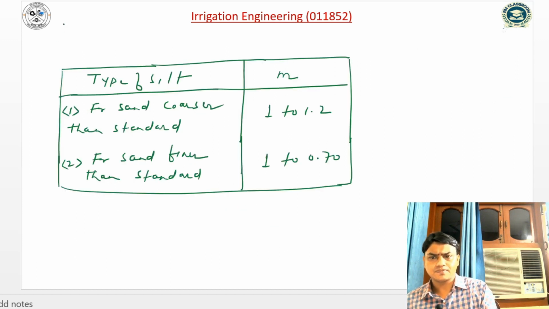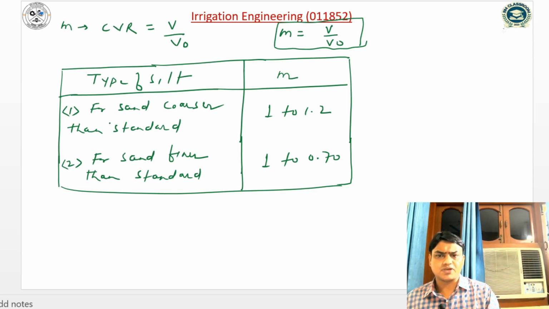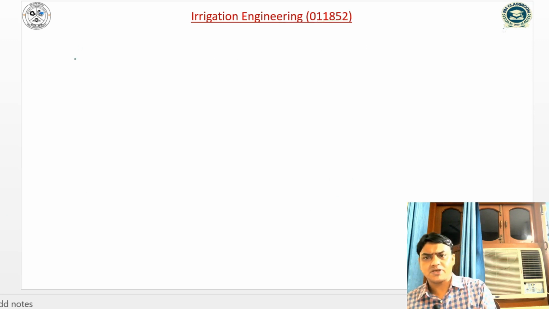So m is the critical velocity ratio, that is equal to the actual mean velocity to the critical mean velocity. So m can be written as V by V naught. The value of critical velocity ratio can be taken, for different types of silt, as 1 to 1.2 for sand coarser than standard, and 0.7 to 1 for sand finer than standard. So now I am going to write the design steps of Kennedy's theory.